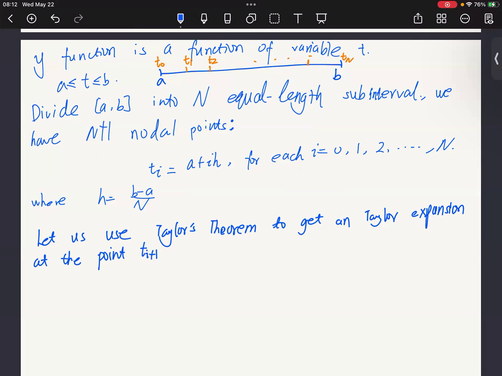Which means that we can have a lot of expansions here around each point on the axis. This can be t_{i+1}, and this could also be t_{i+1}, and we are going to do all these Taylor expansions, but we can just write it in this way.